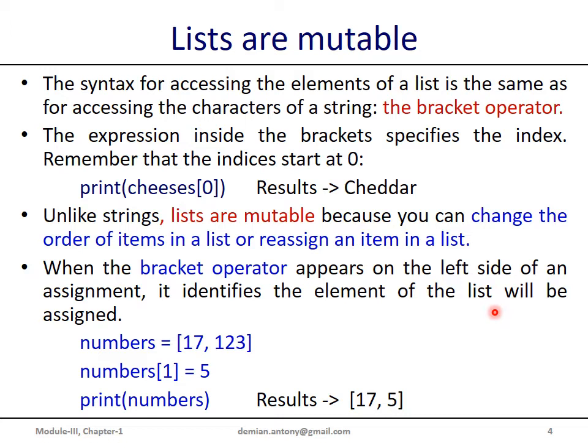How do we change the elements? We have to use a bracket operator, index operator, on the left hand side of the assignment, which identifies that the element of a list at a particular index will get a new value. For example, if we have a list with two elements, 17 and 123, and we want to change the second element, that is 123, with a new value 5, then write the statement: numbers list variable with the index operator, bracket operator with the index, and assign a new value on the right hand side of the expression.